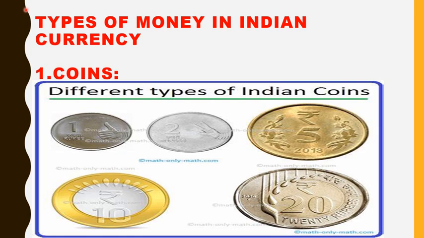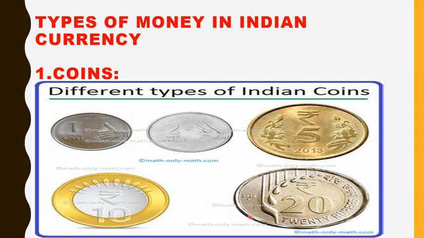Types of money in Indian currency. The first one we have is coins. So these are the different types of Indian coins that are in circulation that we use in our day-to-day life for buying things. This is 1 rupee coin. This is 2 rupees coin, 5 rupees, 10 rupees and 20 rupees coin. So these are the coins which we use.